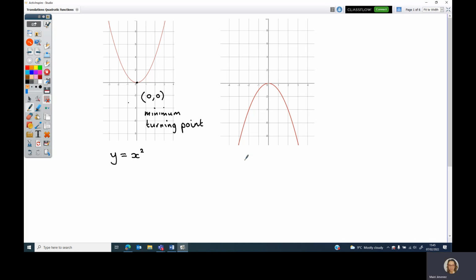The second graph is a reflection in the x-axis, so it's upside down. That equation is y equals negative x squared. So at 0, 0, that is a maximum turning point. So the parabola goes up, reaches the top at 0, 0 and starts going down again.